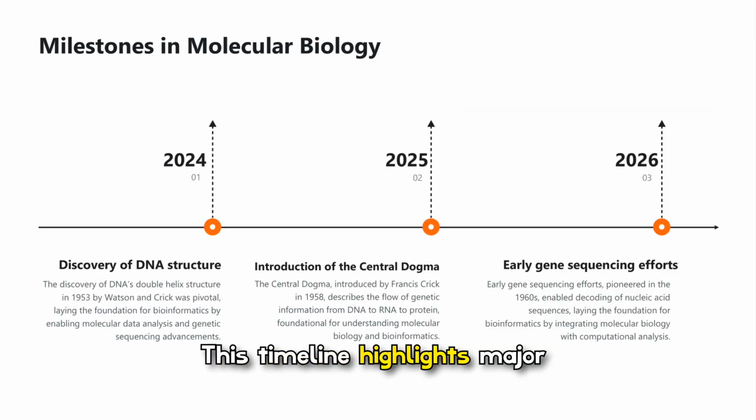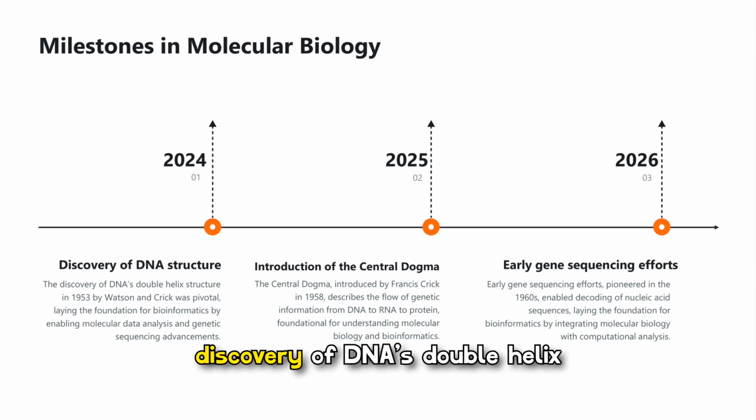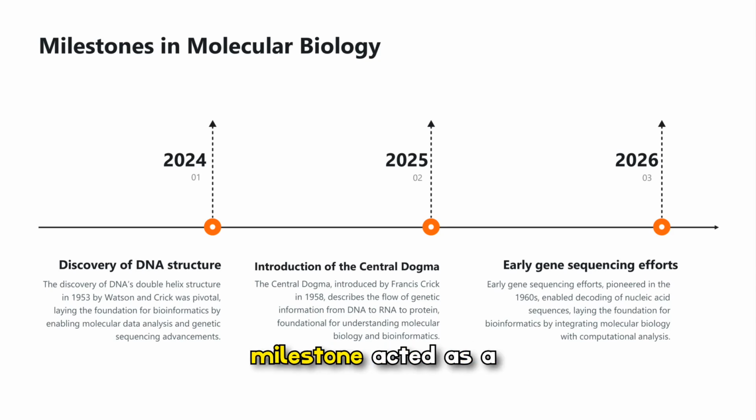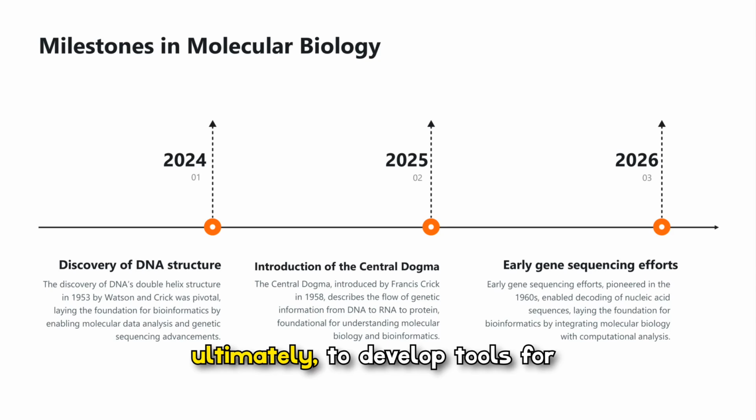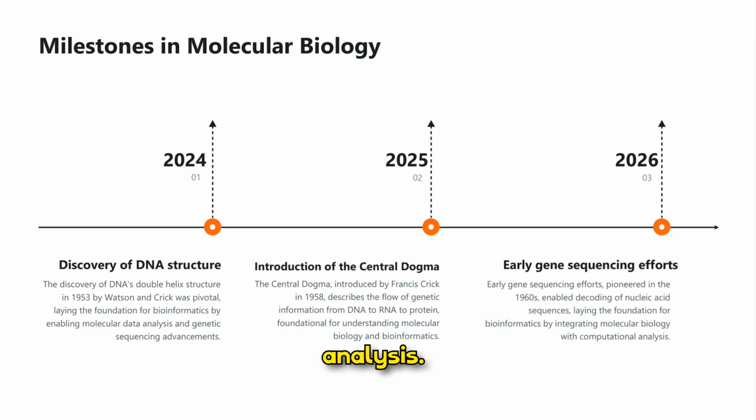This timeline highlights major milestones that propelled bioinformatics forward, from the discovery of DNA's double helix to formulation of the central dogma and the earliest gene sequencing efforts. Each milestone acted as a technological or conceptual springboard, allowing researchers to translate molecular findings into computational problems and, ultimately, to develop tools for large-scale biological data analysis.